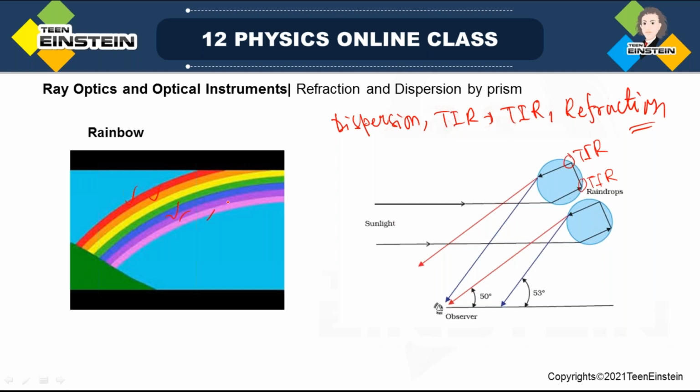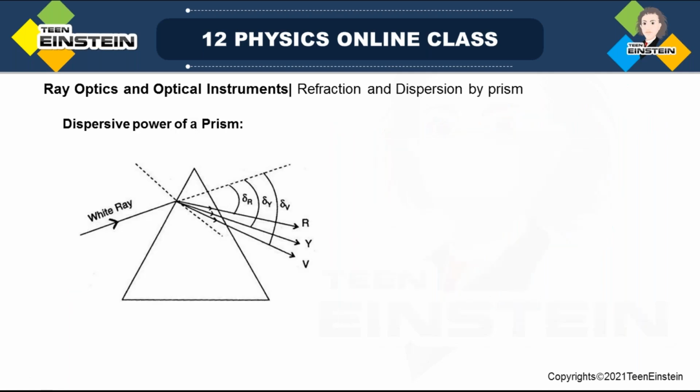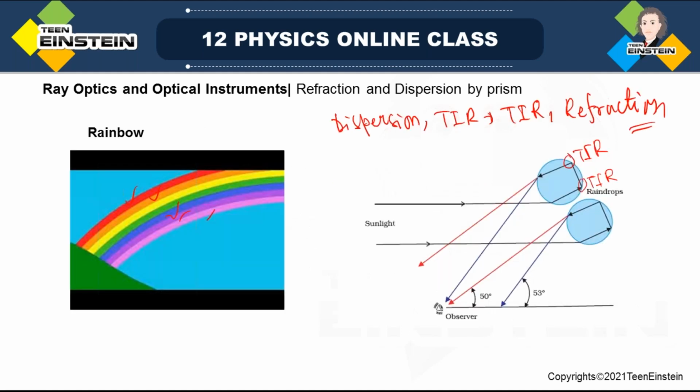Okay, so I'll take another 5 minutes to discuss one important topic over here. This is very important: dispersive power of a prism. I have not told you what the reason for dispersion is. The refractive index depends on the color, the wavelength. When you have multiple colors, such as red and violet, they have different wavelengths. So the refractive index becomes different for different colors.